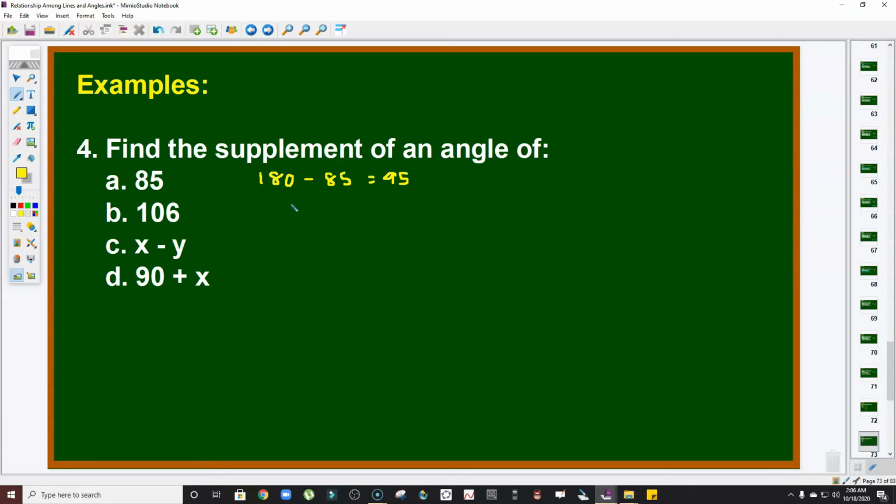How about 106? So, the supplement of 106 is equal to 74. Okay, next, letter C.